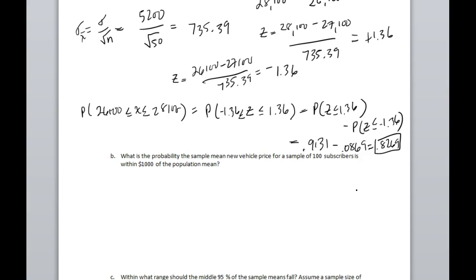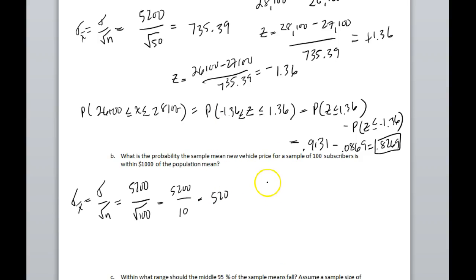What will change is our sigma of x bar, because our sample changes. Sigma of x bar is still going to be equal to sigma over the square root of n, but now n is different. Sigma stays the same, so it's 5,200, and now it's going to be over the square root of 100, not the square root of 50. So that's going to be a nice round number. It's going to be 5,200 divided by 10. That gives us 520.